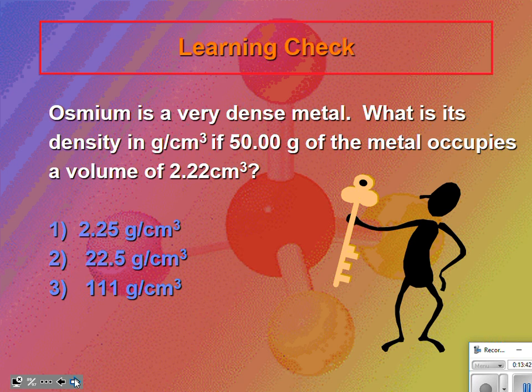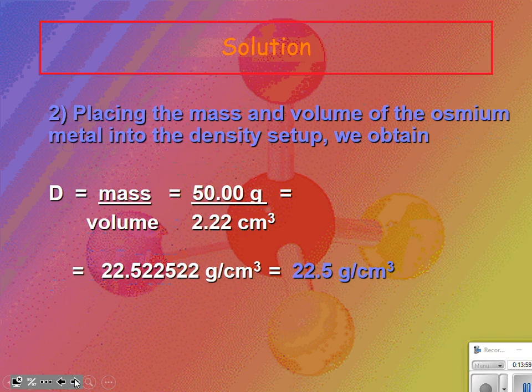So what do you think? 1, 2, or 3? Number 2. Number 2 is the correct answer. 22.5 grams per cubic centimeter. There we go. Here we see how we actually solve the problem. The 50.00 divided by the 22.2. And notice our label right here, grams over cubic centimeters.